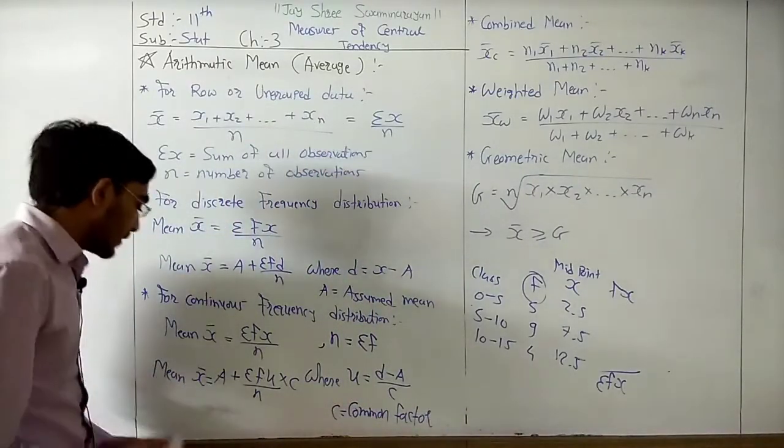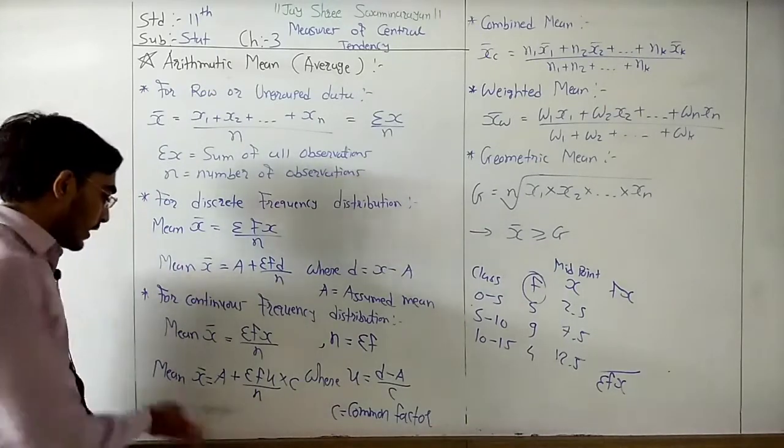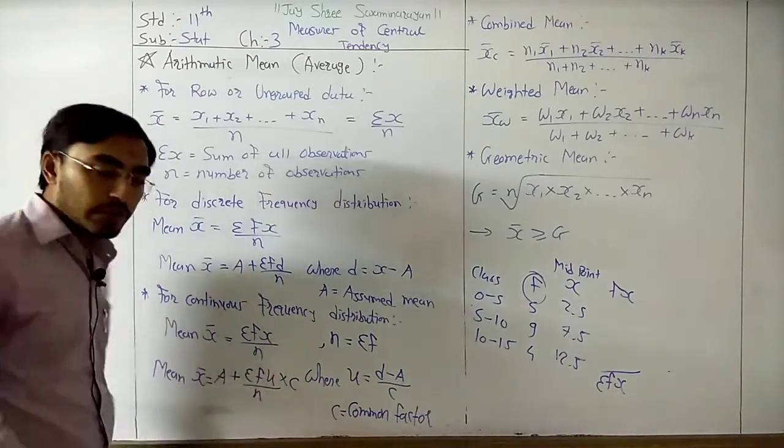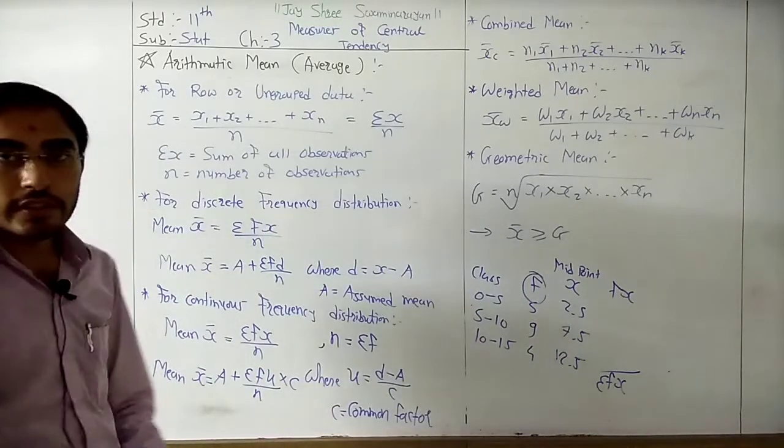Now here, for a shortcut, we have one more formula for mean x bar. It is a plus sigma fu divided by n, multiplied by c.